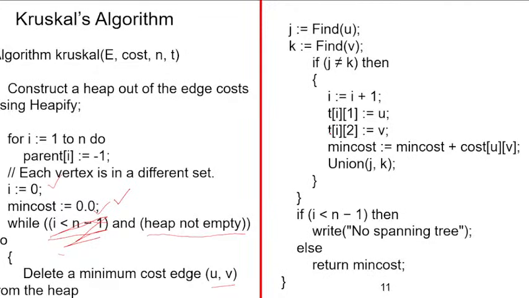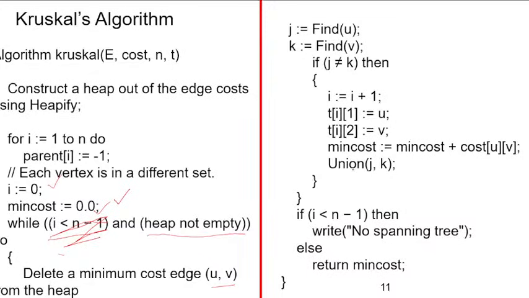So I is equal to I plus 1, t of I1 is equal to u, t of I2 is equal to v. Then min cost is equal to the min cost you already have plus cost of u comma v, the new edge cost, it will be added. Like in the previous slides where I added them one by one.